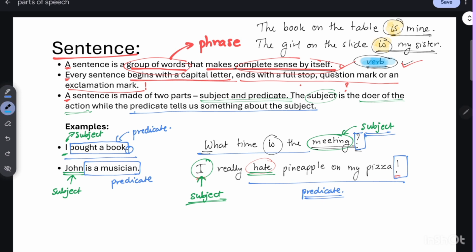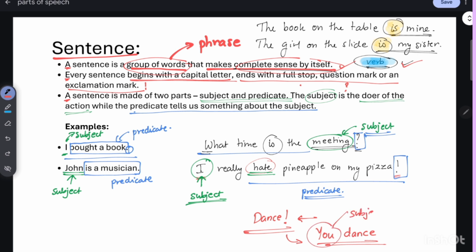For example, I just say, dance. Okay, it is an instruction. It is an instruction for you to dance. So here, what do I mean? You dance is what I mean, right? So in this case, the subject you is not written, it is hidden. So sometimes the subject can also be hidden.